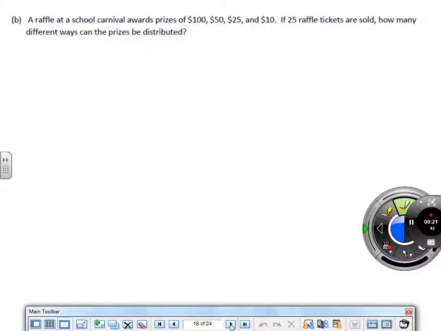It says a raffle at a school carnival awards prizes of $100, $50, $25, and $10. If 25 raffle tickets are sold, how many different ways can the prizes be distributed? So first of all, what's the total number of objects we're choosing from? No, not 4. 25 raffle tickets have been purchased in total, right? How many are we picking? 4 of them. Is it a combination or a permutation?